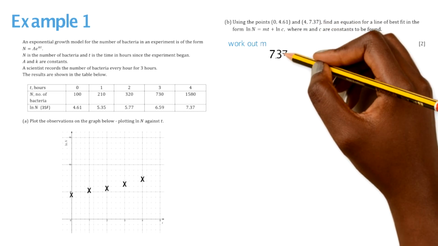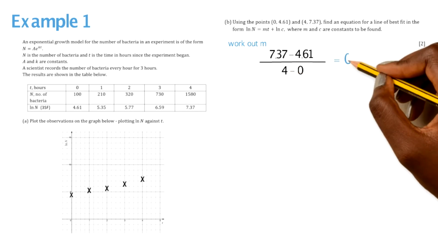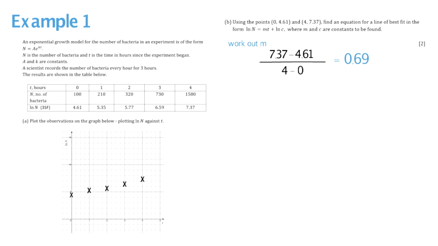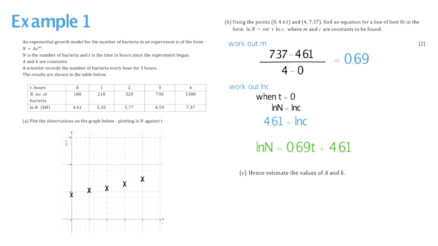Okay, so the first thing we're going to do is work out the gradient, which is your general knowledge of your change in y over your change in x. So that's going to be 7.37 take away 4.61, over 4 minus 0. Putting that into your calculator should leave you with an answer of 0.69. Now that we've worked out m, we need to work out the ln c. So working out our ln c, we can simply substitute when t is equal to 0. ln c is equal to ln n at that point, which was 4.61, so substitute that in, and that would be your final answer, using the table of values for that.